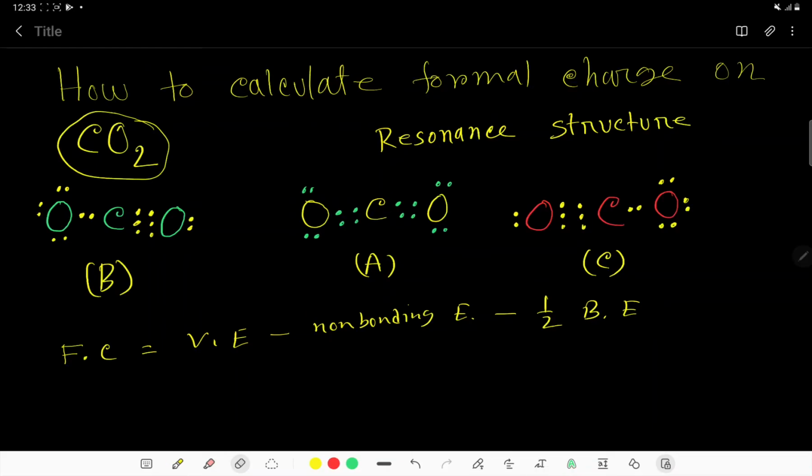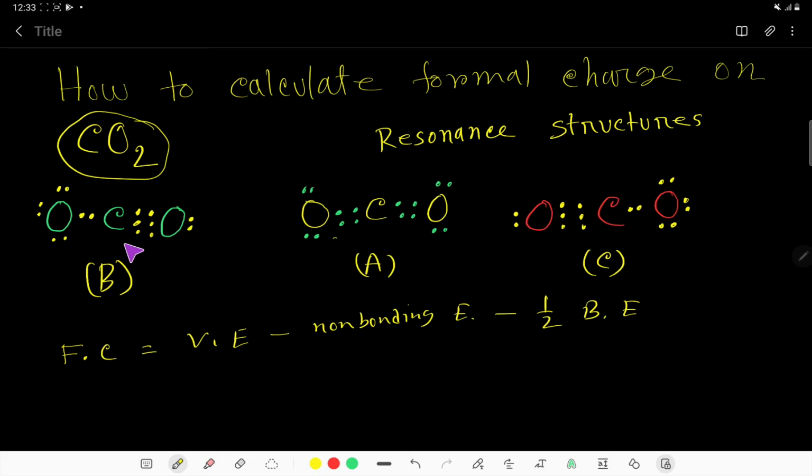How to calculate formal charges on resonance structures. These are the three Lewis structures of CO2. These structures are called resonance structures. The difference between these structures is just the placement of electrons. In resonance structures, the atoms don't move, only the electrons do.